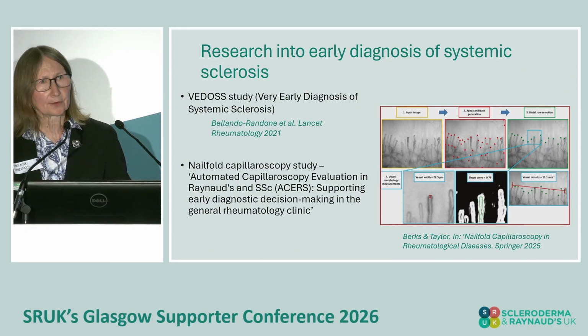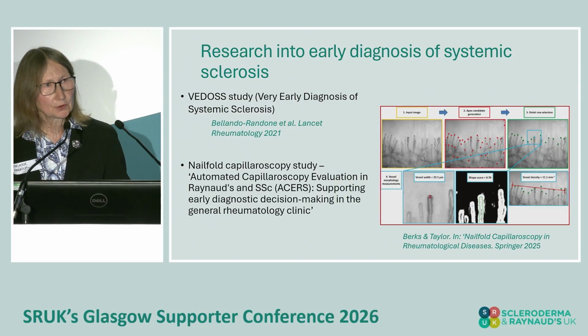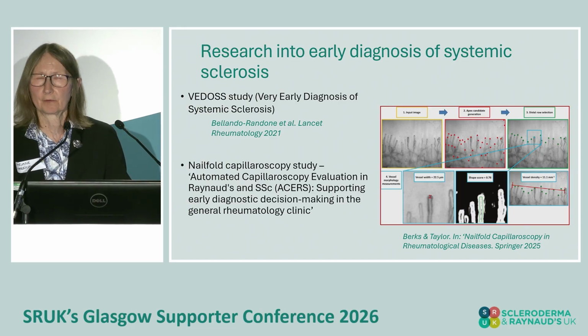So what about trying to make an early diagnosis of systemic sclerosis? And Professor Delgado has already mentioned the VEDOSS study. And this was a huge international study which he was very heavily involved with. And that was trying to pick up, amongst people with Raynaud's phenomenon, what were the features that would worry you, that would make you think this person is at high risk of developing systemic sclerosis?